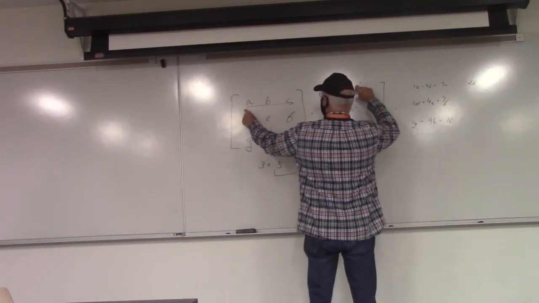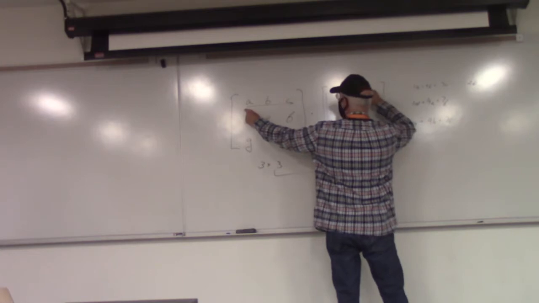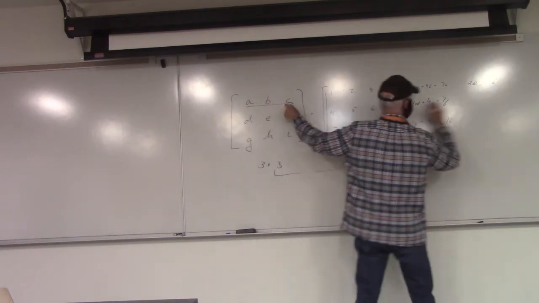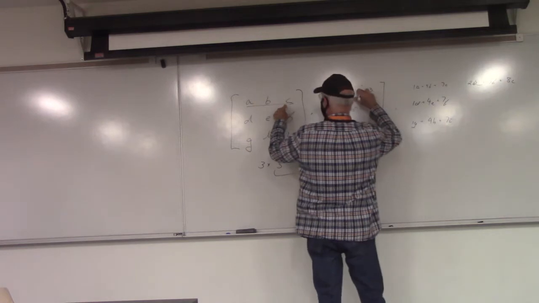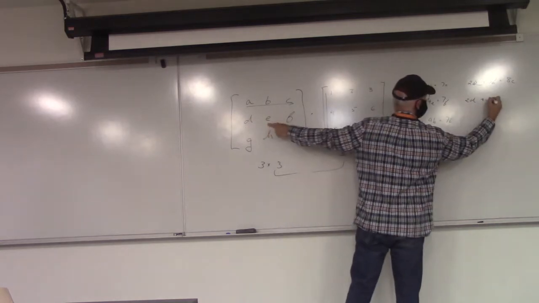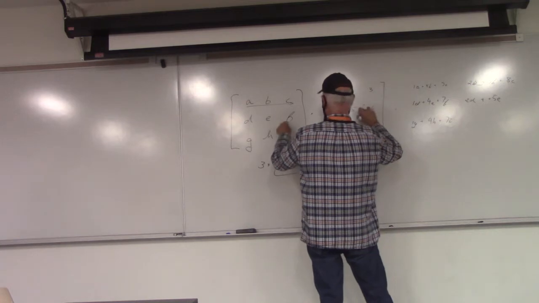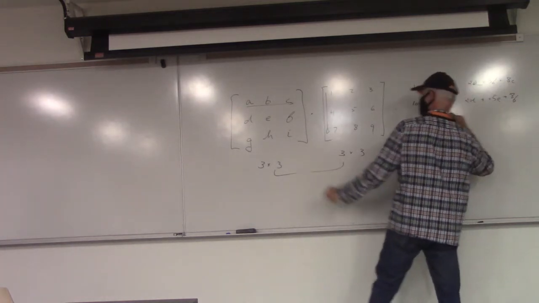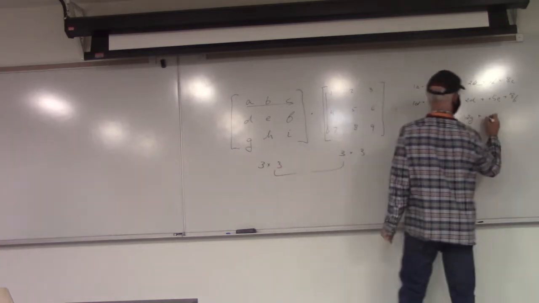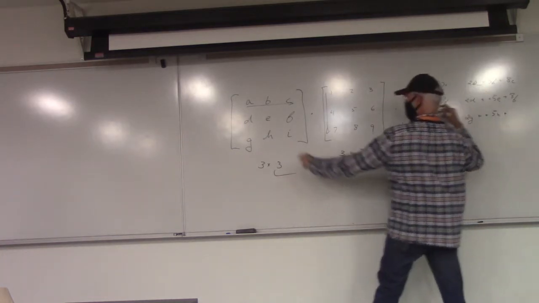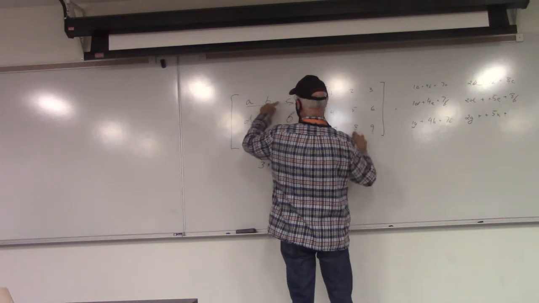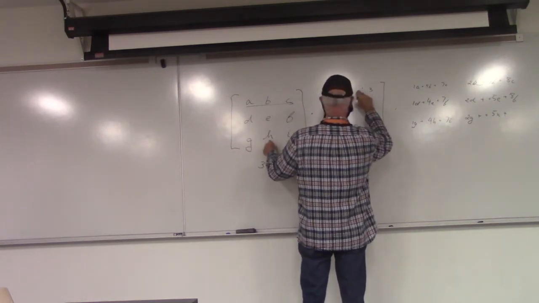Now for this next one, I'm going to get 2a plus 5b plus 8c. Then I'm going to get 2d plus 5b plus 8f. And here I'm going to get 2g plus 5H plus, where am I going? 2, yeah, that, that. So 2G plus 5H plus 8I.